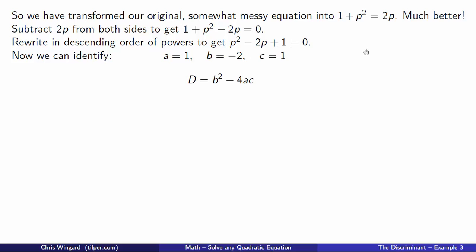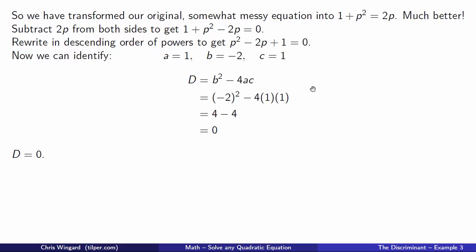Now we can calculate the discriminant. It's d equals b squared minus 4ac, as always. So plug in our values for a, b, and c, and we have the quantity negative 2 squared minus 4 times 1 times 1. So negative 2, when we square that, we get positive 4, and then 4 times 1 is just 4. So we end up with 4 minus 4, which is just 0.